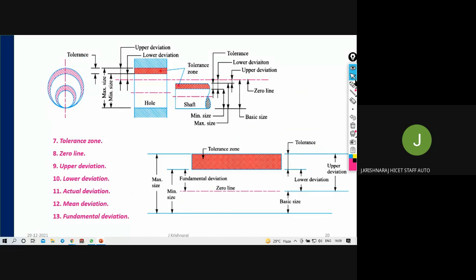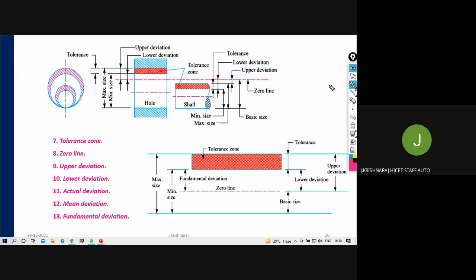The next is called the tolerance zone, highlighted here in pink color. The tolerance zone is the area or zone between the upper and lower limit. If you represent it schematically in a diagram, the difference between the upper and lower limit is the tolerance, and that particular area highlighted in pink is called the tolerance zone.